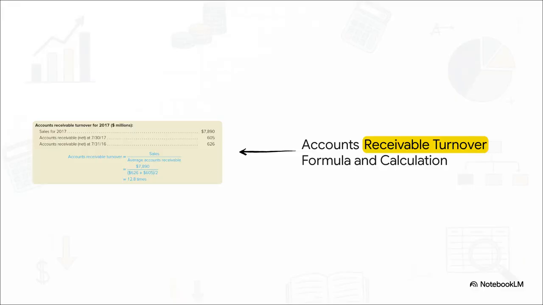Now, what's really interesting about this next concept is how we measure activity, starting with accounts receivable turnover. By taking net sales and dividing by the average accounts receivable, we find out exactly how fast a company collects cash from its credit customers. For instance, if a company's turnover is calculated at 12.8 times for the year, the real magic happens when you take 365 days and divide it by that 12.8. It reveals it takes this company about 28 days to actually collect its cash after making a sale.